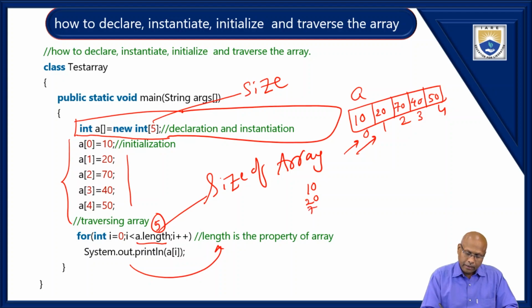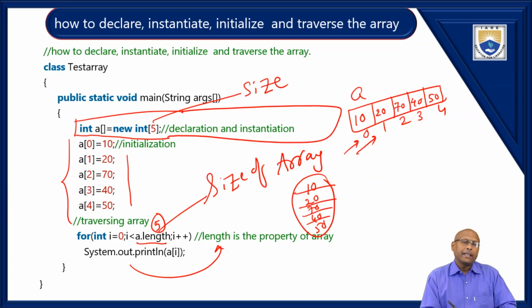Then 70. Then it goes to the next index, 40. Then it goes to the next index, 50. So the 5 integers are displayed on the screen, one by one. Whatever index you have specified, from that index it is fetching, because Java fetches data using an indexing mechanism. Of course, you can also fetch the data using for-each from the collection in sequential order.